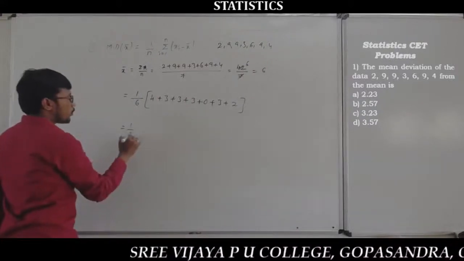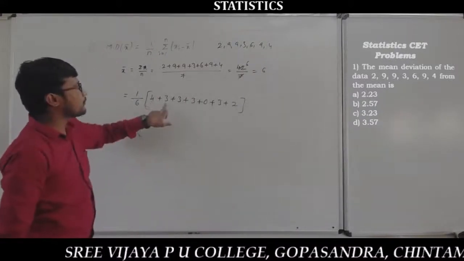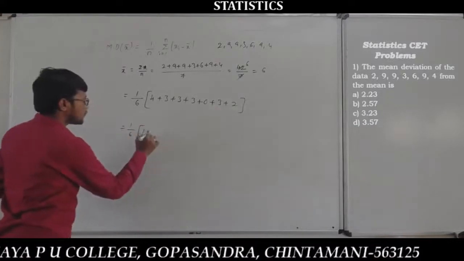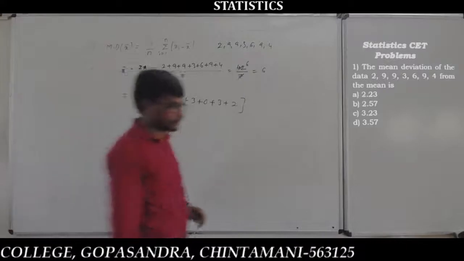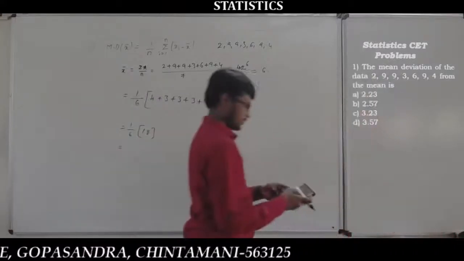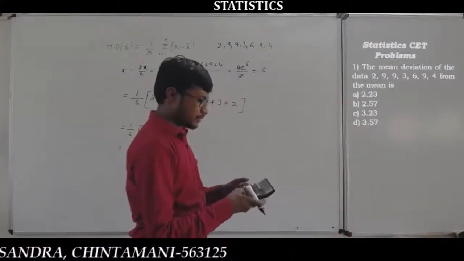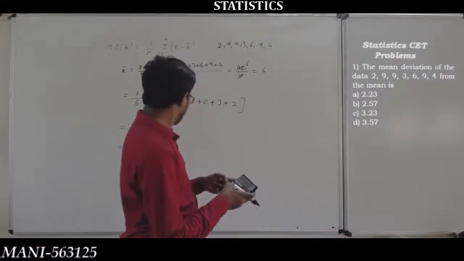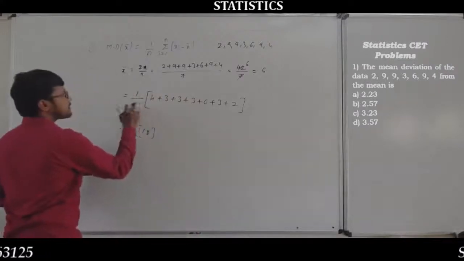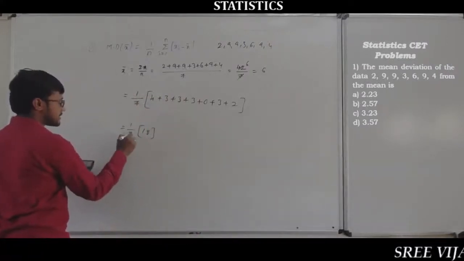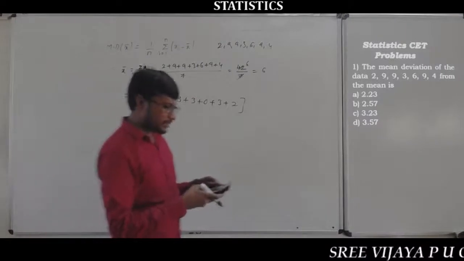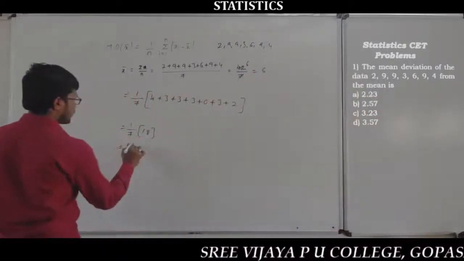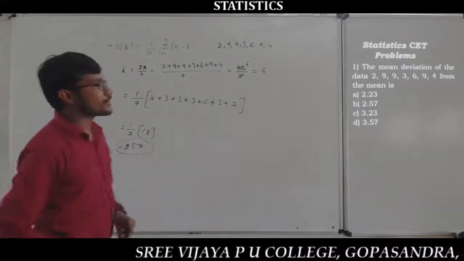So that equals 1 by 6, add all: 4, 5, 6, 7, 8, 9, 10, 13, 16, 18. So what is 18 by 6? Okay, the number of observations is 7, right? So 18 divided by 7. What is the value you got? It is 2.57. So this is the mean deviation about the mean.